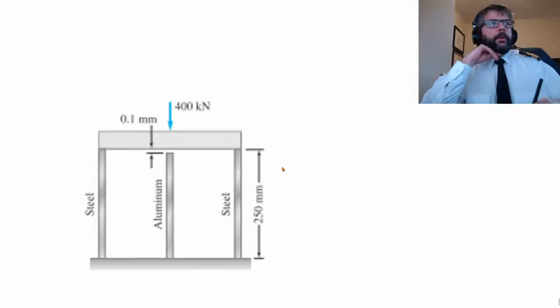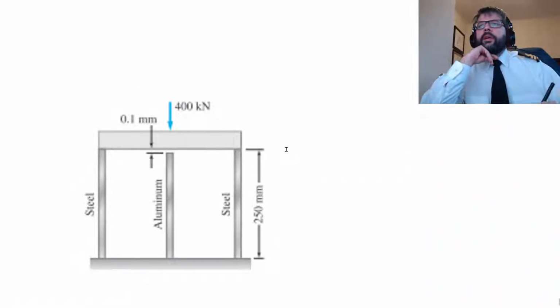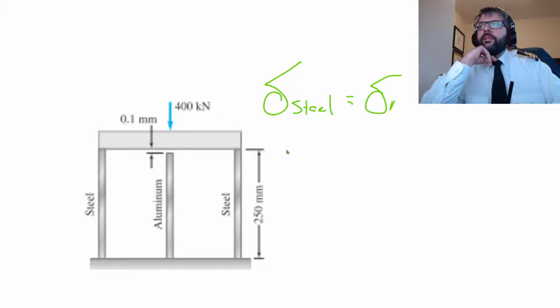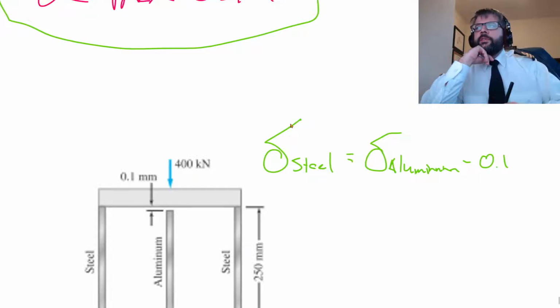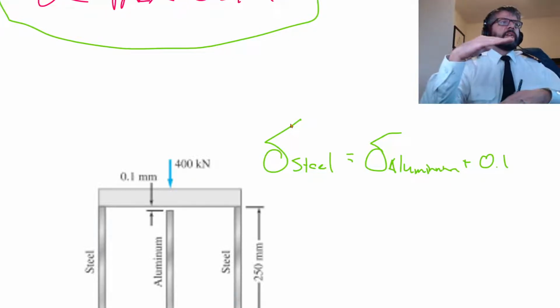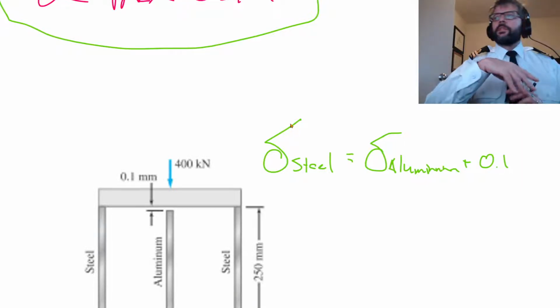Similarly, here we've got a similar setup, but there's a gap here. So our compatibility condition is that the displacement in the steel needs to be equal to the displacement in the aluminum minus that gap that gets closed. Oh wait, no, sorry, plus that gap that gets closed. So the steel needs to compress 0.1 millimeters more than the aluminum does.